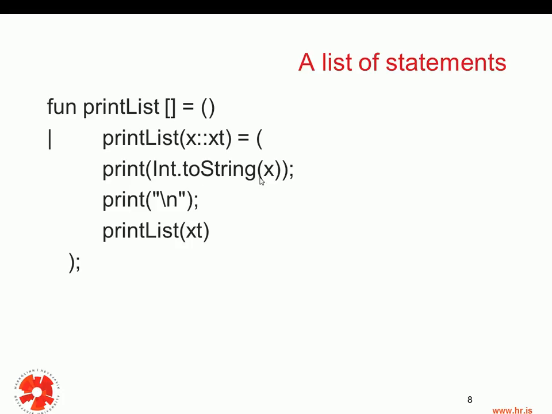So here, this function really assumes that the list that is the argument to the printList function is a list of integers, because here we're assuming that x is an integer. We're converting an integer to string. Then we print out a new line, and then we call printList recursively for the tail. So what are we doing really? We are printing each element of an integer list separately on a line, one element in a line. And finally, once the list becomes empty, the base case will kick in and won't do anything. It will just return unit as a value.